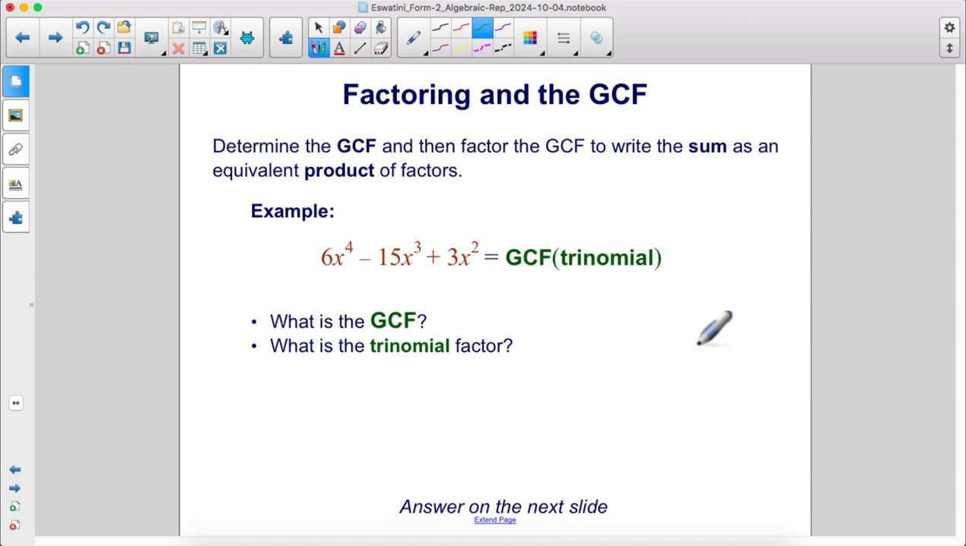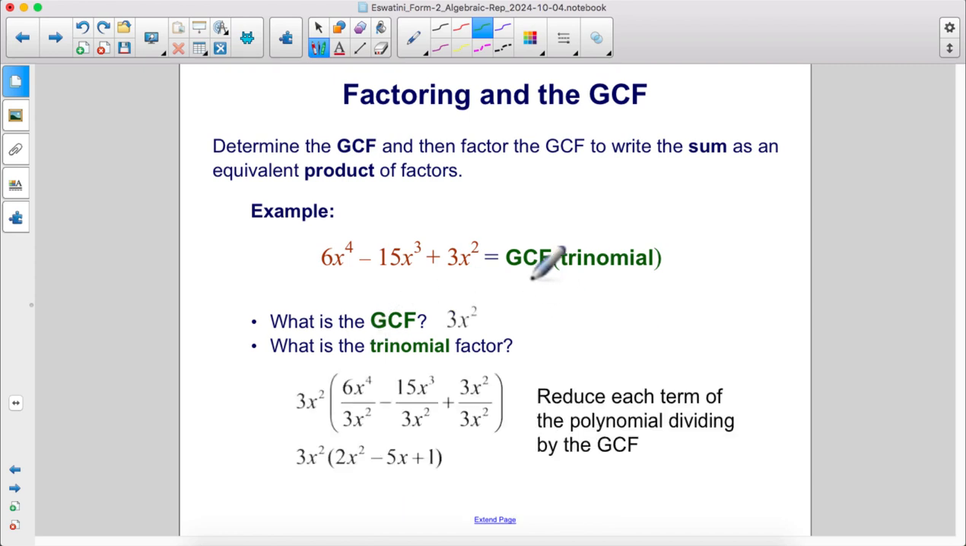We are going to factor out the greatest common factor in order to write the sum as an equivalent product of factors. So 6x to the 4th minus 15x cubed plus 3x squared is a trinomial. What is the greatest common factor? What is the trinomial factor? All right, the greatest common factor between these 3 terms is 3x squared. So if you take 3x squared out and then divide each term by 3x squared, you get 3x squared times 2x squared minus 5x plus 1.